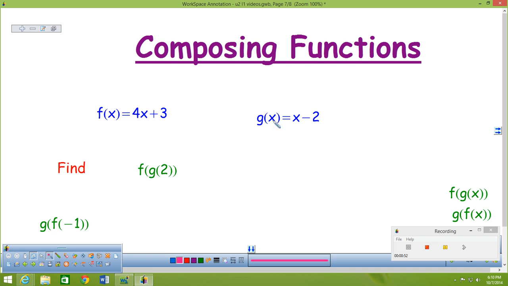2 goes into the g function. So here's g. 2 minus 2 is equal to 0. So g of 2 is equal to 0. Now then, we're simply going to put 0, the answer to g of 2, in for x in the f function. So this is 4 times 0 plus 3. That's 0 plus 3. That is equal to 3. Let's try it going g of f of negative 1.